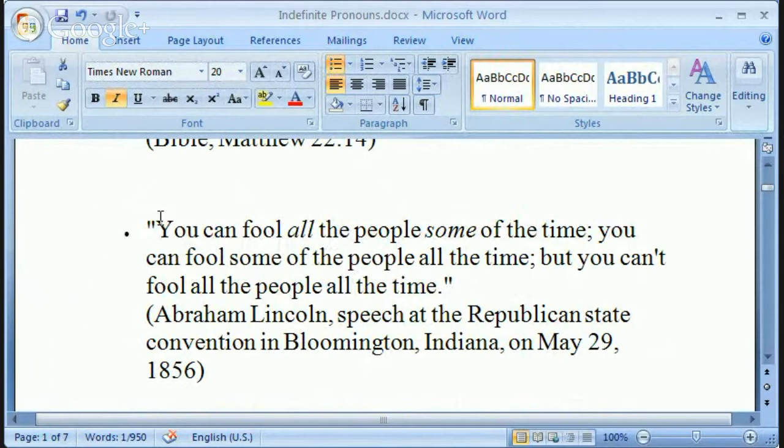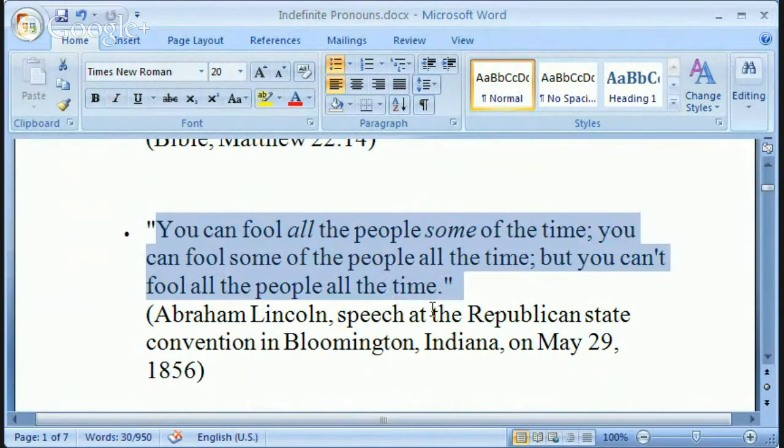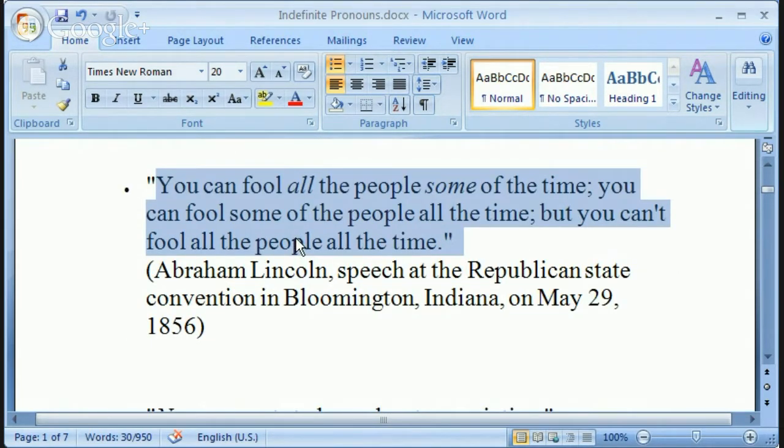Here's another example. Famous quote from my good close personal friend, Abraham Lincoln. You can fool all the people some of the time. You can fool some of the people all the time, but you can't fool all the people all of the time. I like that quote.